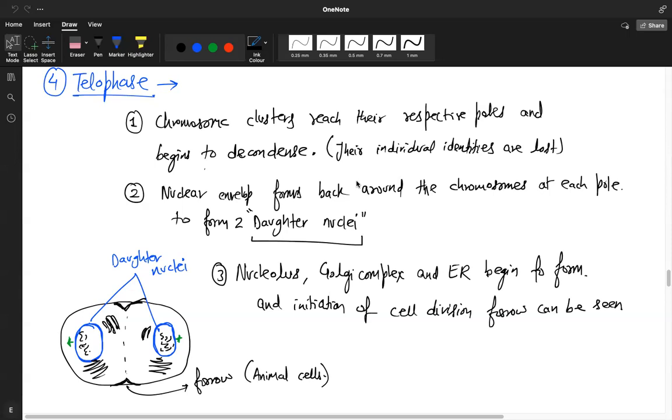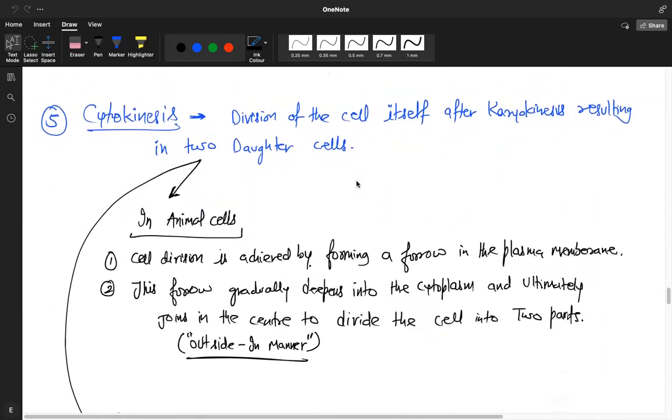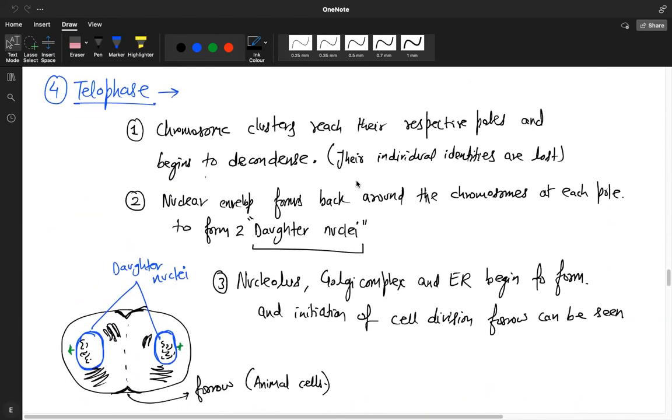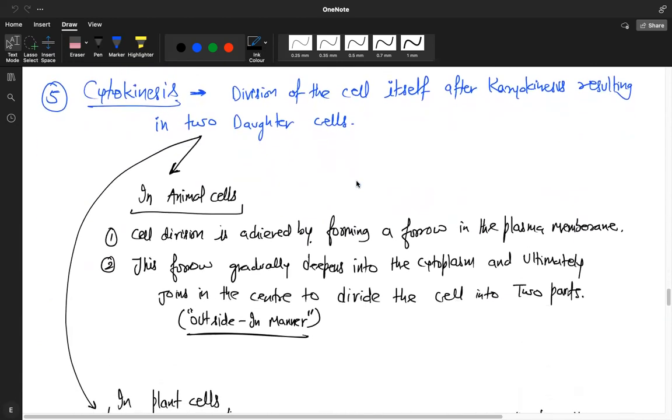Other cell organelles, such as the endomembrane system, also begin to form. So till telophase, we have finished karyokinesis. Telophase ends with karyokinesis done. Then the next stage is cytokinesis, which means the division of cytoplasm.